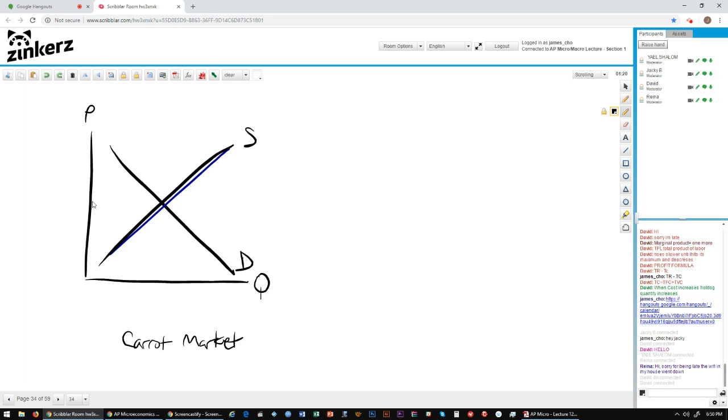And then we know if you leave this alone long enough, it's going to equilibrate at P star, Q star. So let's say in the carrot market, our quantity is something like 1 billion carrots at a price of something like $3 per carrot. Fantastic. Everything balanced out. But here's the thing.